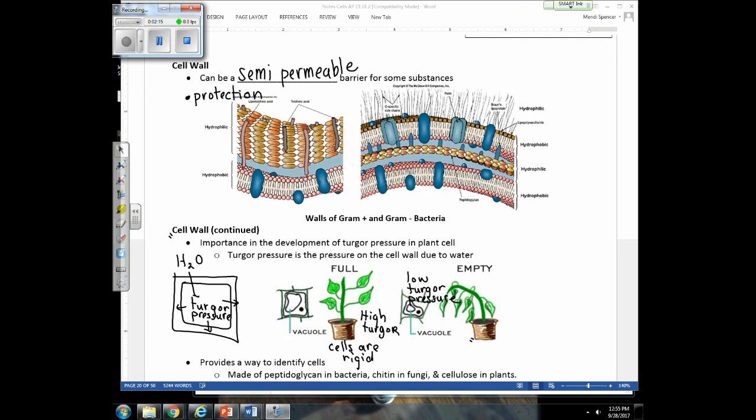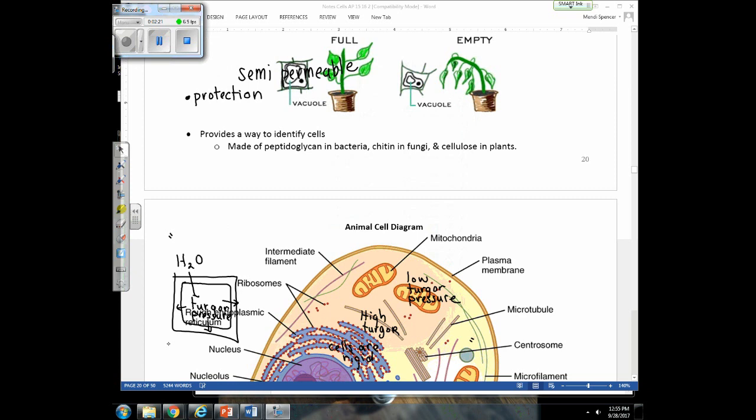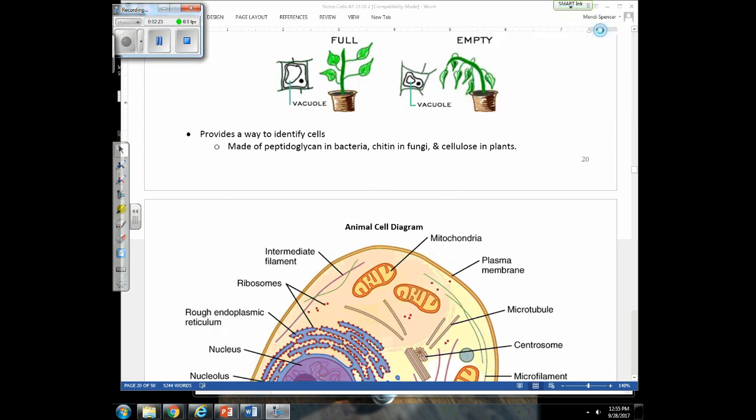an upright position. In addition, we can use plant cell walls to identify the organism that we might be studying. We can look for peptidoglycan in bacteria cells, chitin in fungi cells, and cellulose in plant cells.